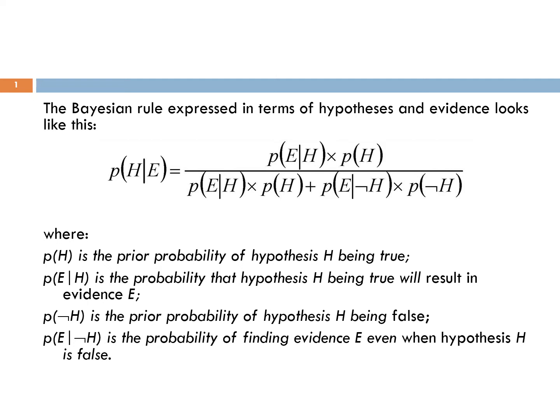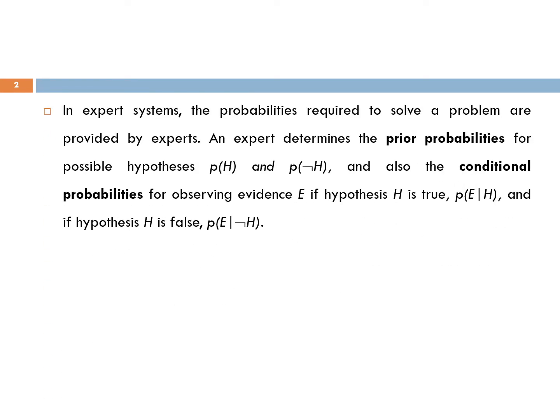Okay, we continue. As you know, in the expert system, the probabilities required to solve a problem are provided by the expert, the domain expert. The knowledge engineer is the one that will convert the knowledge given by the expert into a probability to solve a problem.